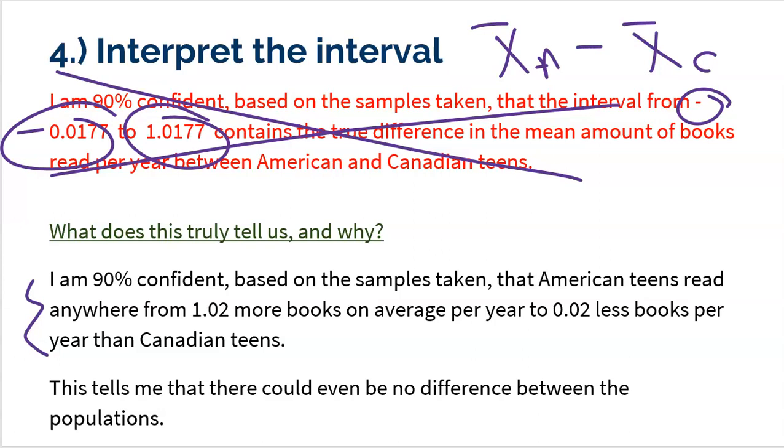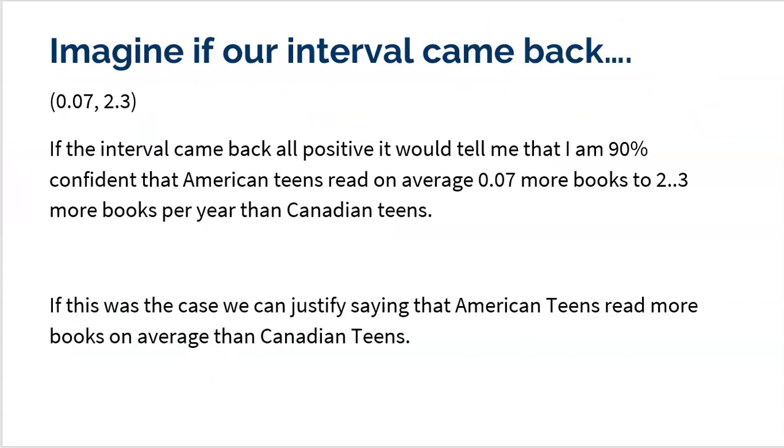Now let's just play a quick what-if game. I just want to make sure everybody understands this. What if our interval was entirely positive? I'm just making these numbers up, 0.07 to 2.3. Remember, I did Americans minus Canadians, so this all positive interval would give me pretty good evidence that Americans read more books. This would tell me I'm 90% confident Americans read on average 0.07 to 2.3 books more per year than Canadian teens.